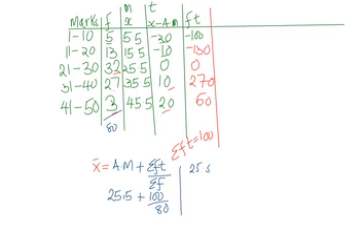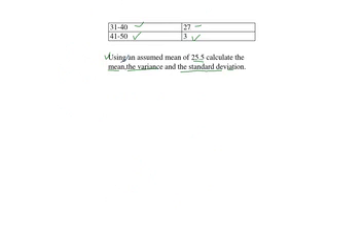25.5 plus 1 point, this one will give us 1.25. So this will be 26.75. That is the mean. So we've answered the first part, that is the mean.